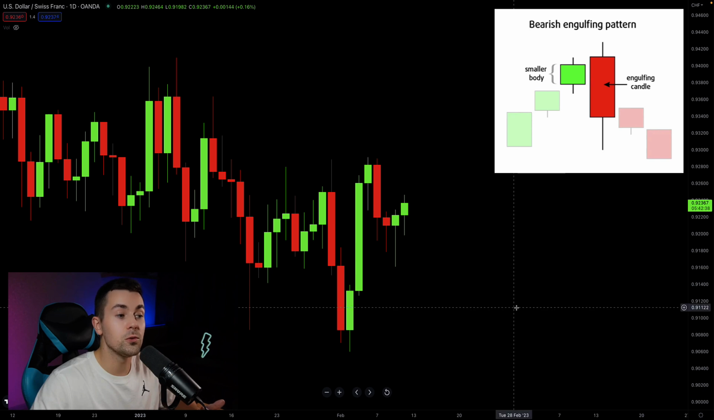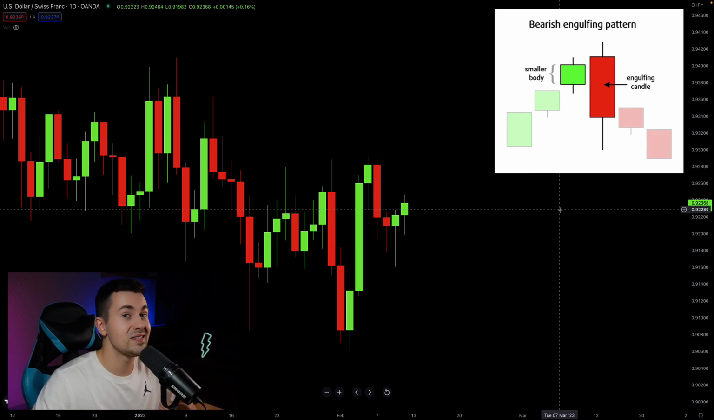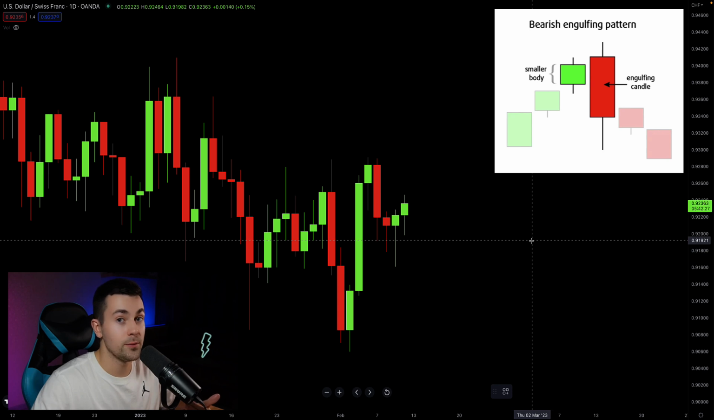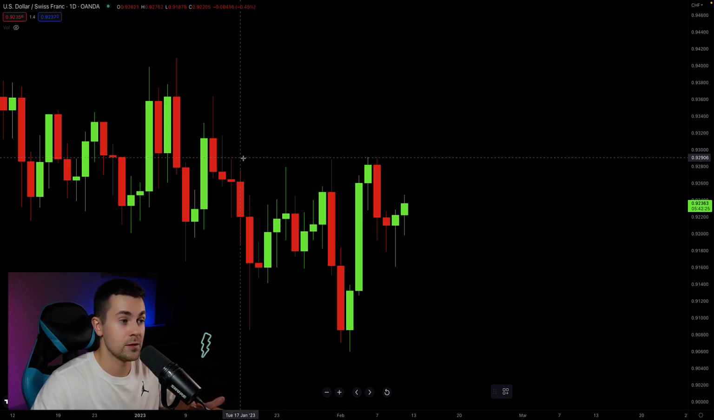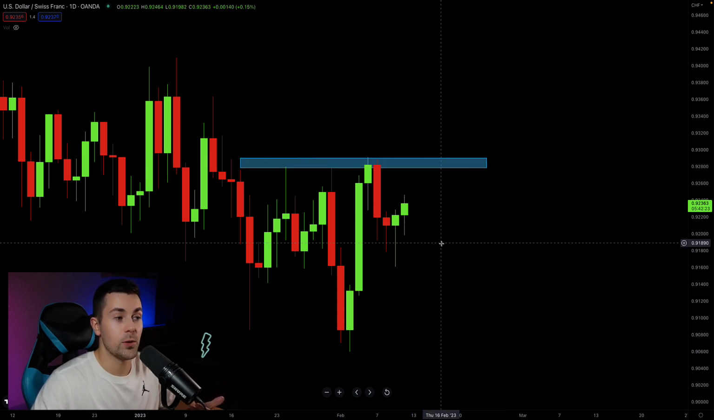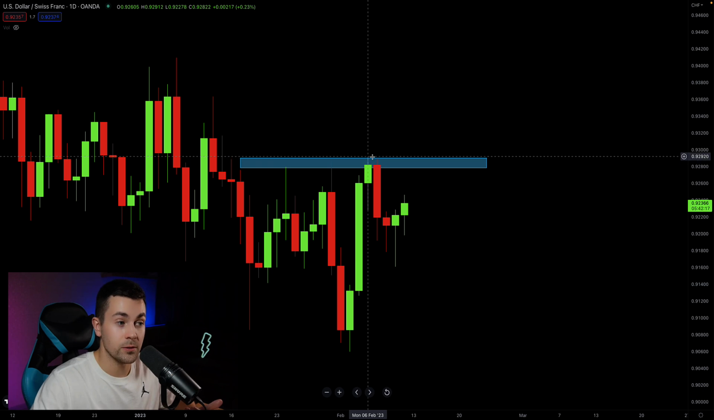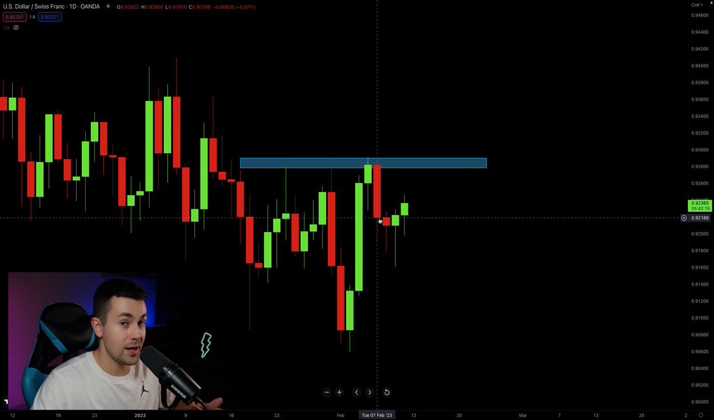A bearish engulfing candle tells us that we see a strong bearish pressure. And usually we see such formations on key levels. For example, over here, we have a very strong resistance. And you can see that approaching that structure, the price formed that candle.